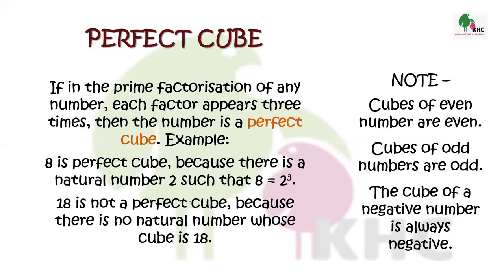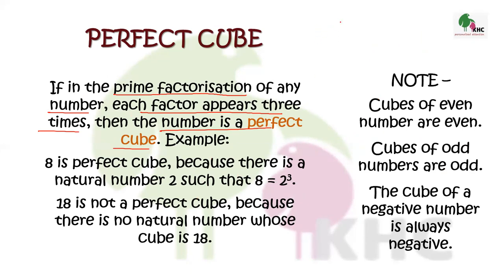What are perfect cubes? If in the prime factorization of any number, each factor appears 3 times, then the number is a perfect cube. Now I'm sure you know what is prime factorization. Okay, if you don't know, then you can quickly see how it is done.